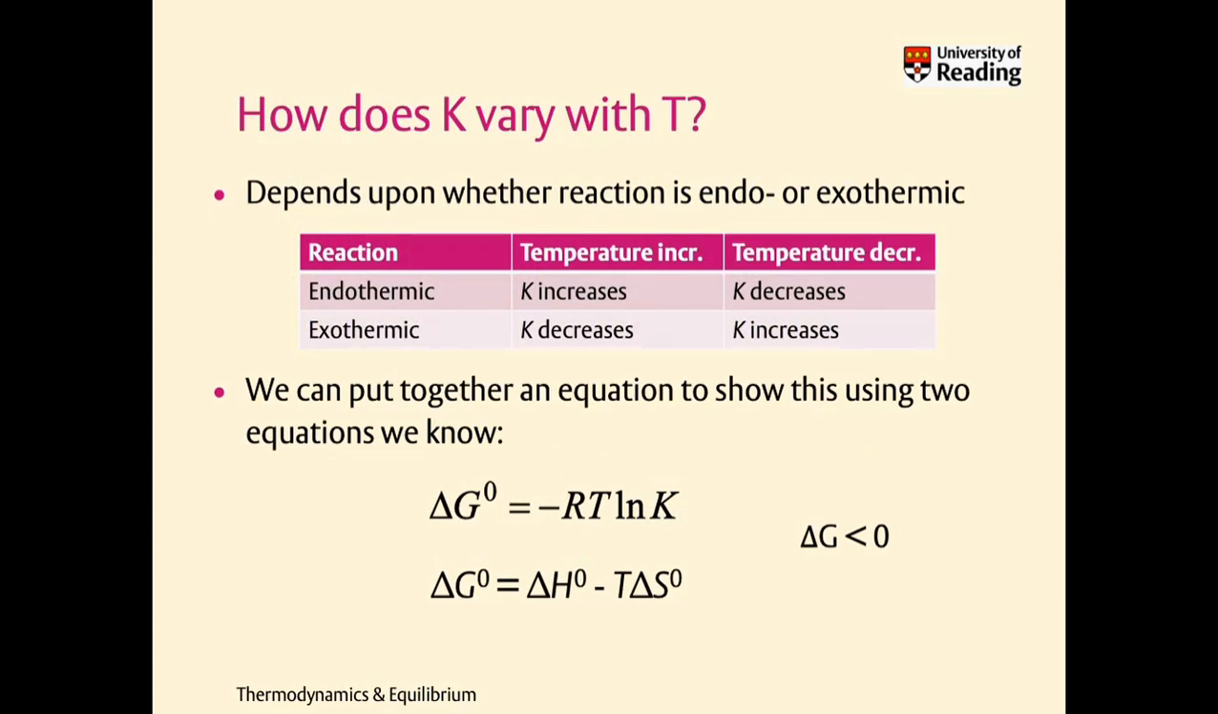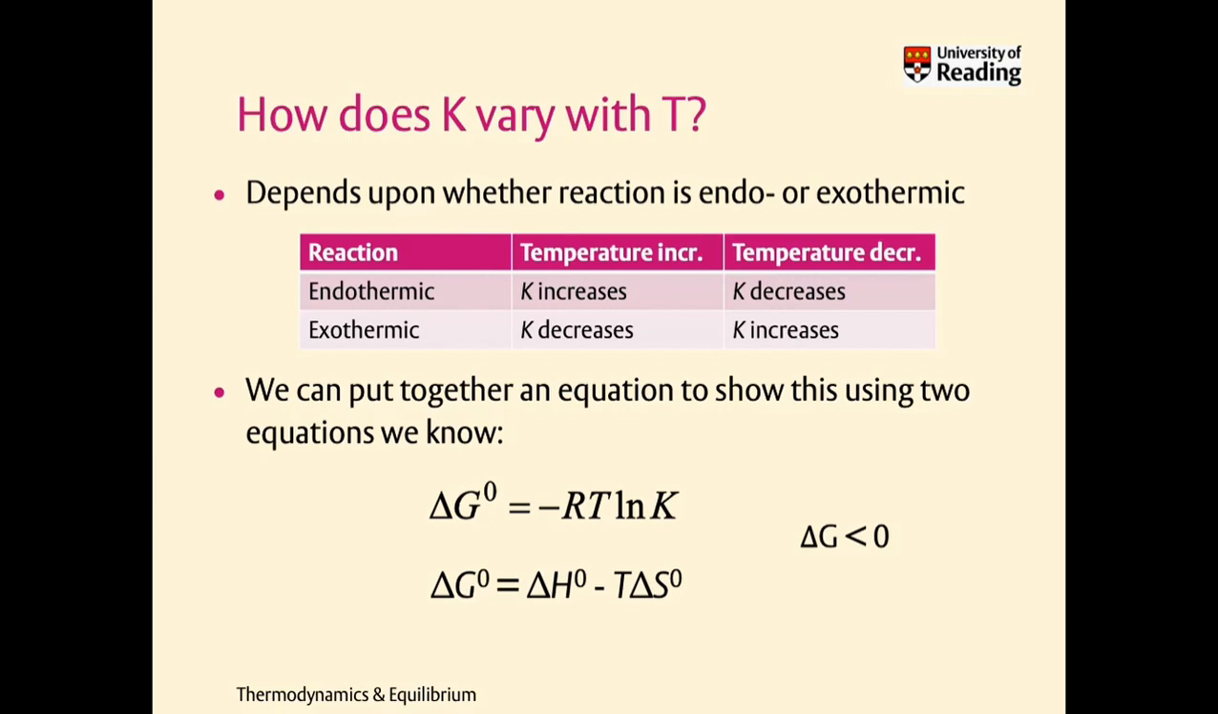This table here shows you how. You can see that if the reaction is endothermic in the forward direction, then a temperature increase will increase the equilibrium constant. So if it increases the equilibrium constant, what does that mean in terms of the relative amounts of products and reactants at equilibrium? It means that there'd be more products at equilibrium.